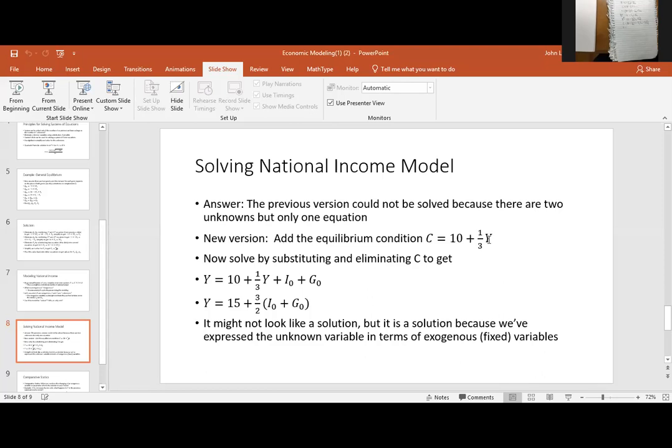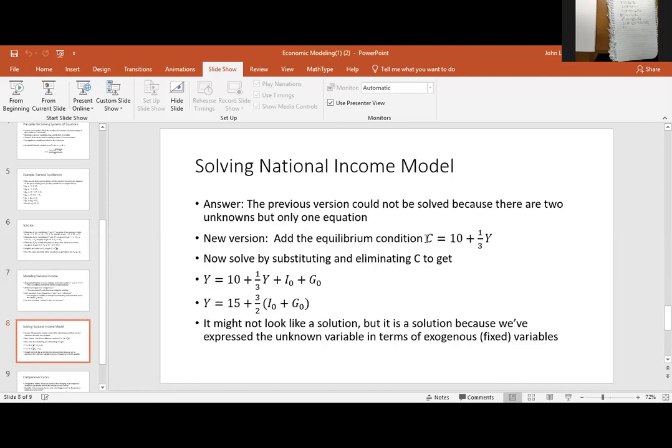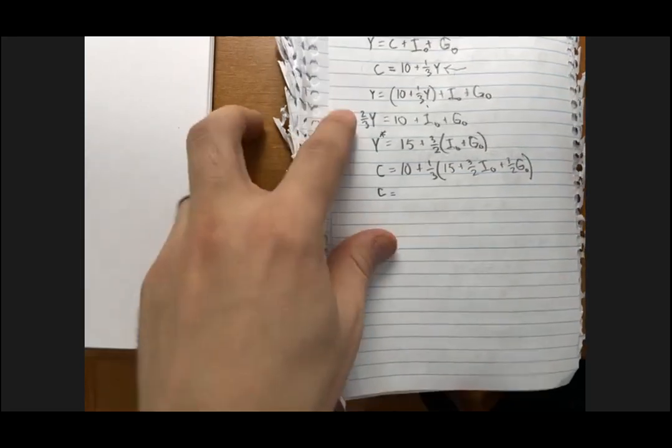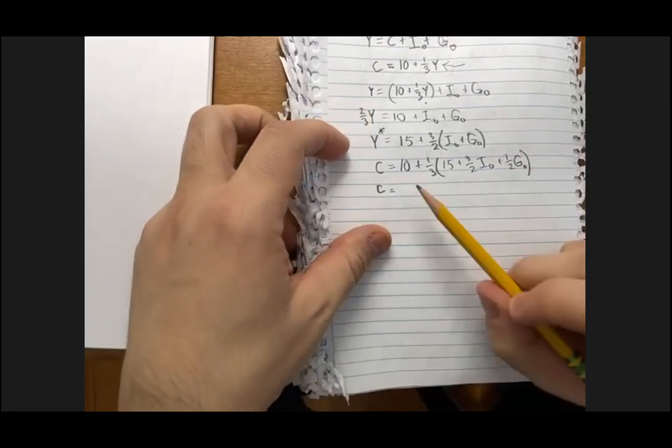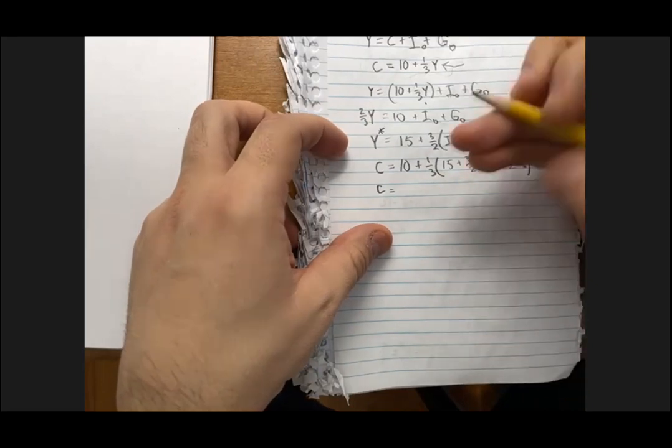So now I'm asking you to solve this national income model with two equations. The first one is Y equals C plus I plus G. The second one is C equals 10 plus 1/3 Y. I wrote those two equations down on my piece of paper, solved them, and got Y star. That's the answer for Y star. Now to find the answer for C star, we have to do a little bit more. You have 10 plus 1/3 of 15. 1/3 of 15 is 5, so 10 plus 5 is 15.